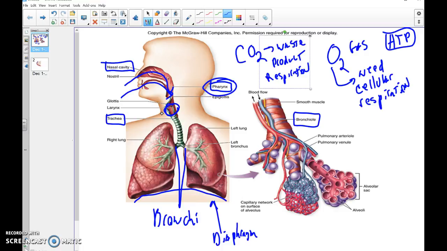And so that's why you have this structure right here called the epiglottis. It's actually like a little cover for your air passageway, so you don't actually choke. And that's why you never want to eat and speak at the same time. But once that air that's filled with oxygen gas gets past the epiglottis and the pharynx, it ends up in this structure here, which is known as the trachea.